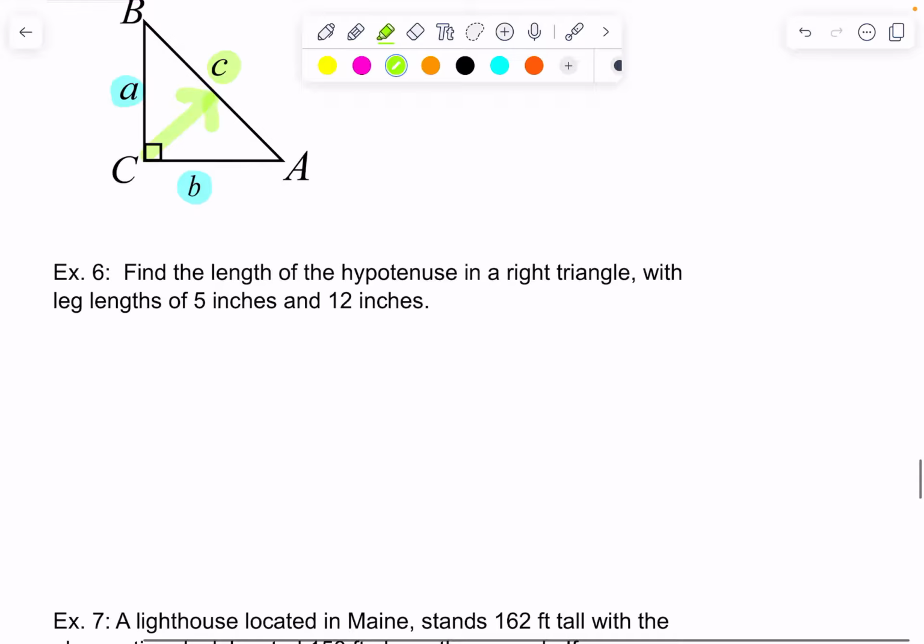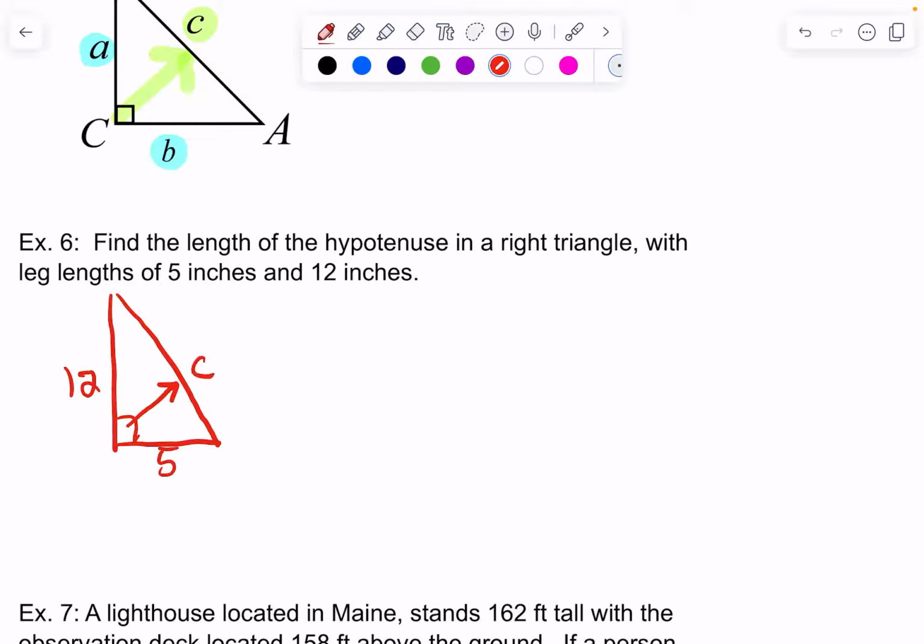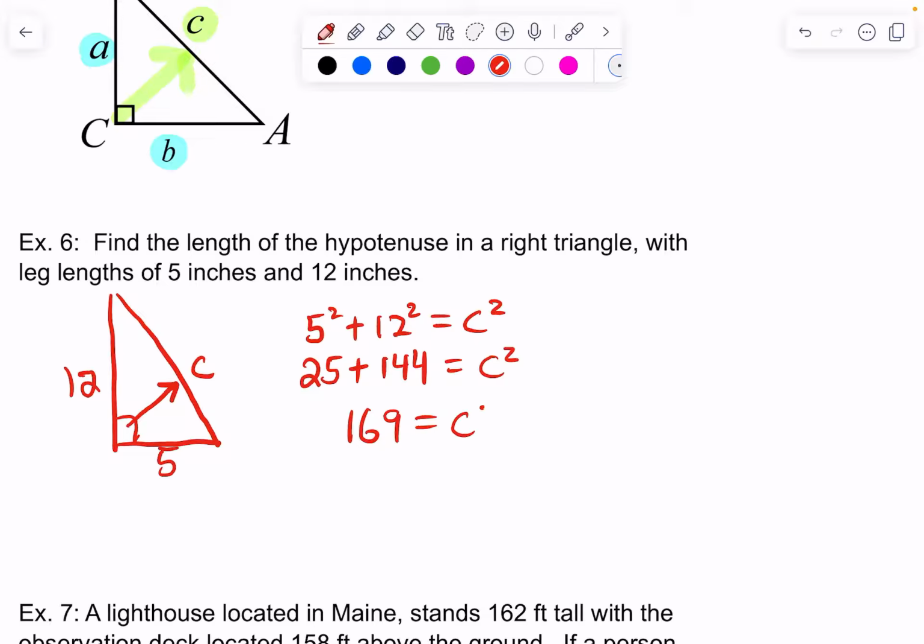Let's find the length of the hypotenuse in a right triangle with leg lengths of 5 inches and 12 inches. Well, I've got a right triangle here, and my legs are 5 inches and 12 inches. So I'm going to use the Pythagorean theorem. The c, remember, is always across the hypotenuse. So I've got a squared plus b squared equals c squared. So I've got 25 plus 144 equals c squared. That is 169 equals c squared.